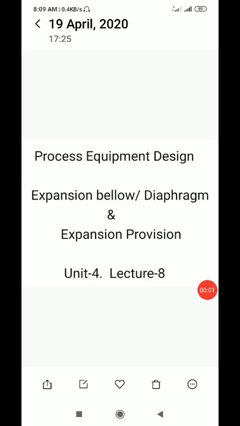Unit 4, Lecture 8, Expansion Bellow and Expansion Provision. Subject: Process Equipment Design.